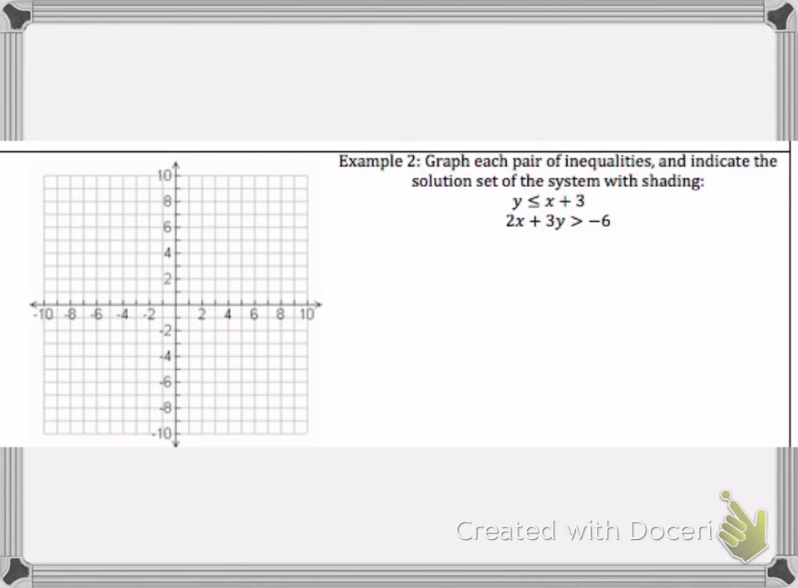Now, as you know, you're not always given inequalities in nice, neat forms, so sometimes we have to put them in a form where we can graph. So we've got that first inequality, y is less than or equal to x plus 3, and that one is ready to graph. We have a y-intercept at (0, 3). So I'll put that y-intercept at (0, 3). And our slope there is 1, so that means up 1 over 1.